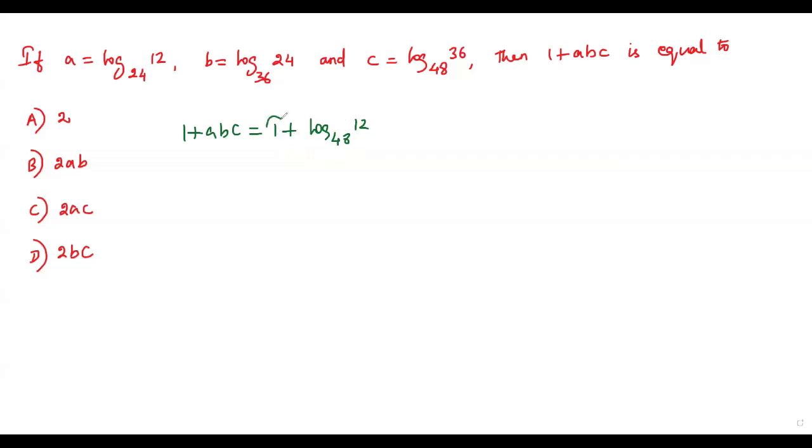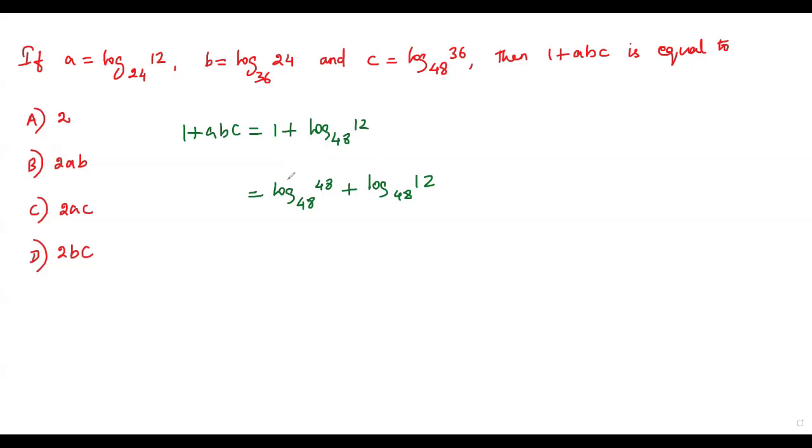But I can convert this number 1 to a logarithm. So, how can I convert this 1 to a logarithm? I can write log base 48 of 48, positive. I write the other logarithm as it is, log base 48 of 12. Here, instead of 1, I have written log base 48 of 48, because in any logarithm, if the argument and base are the same, the value of such a logarithm is 1. So the value of this logarithm is equal to 1.